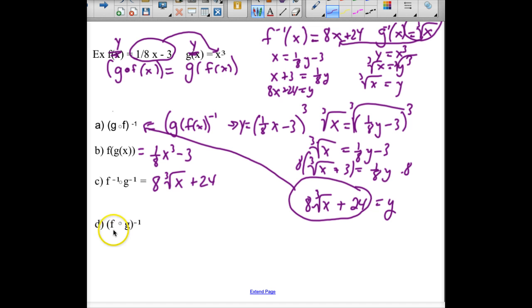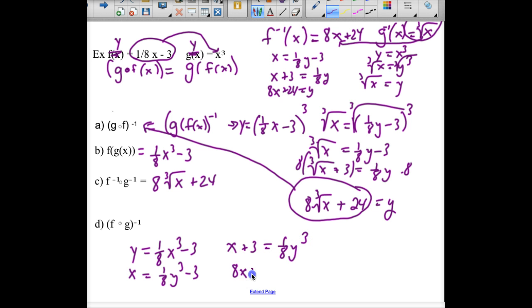And last but not least, the inverse of f of g. So we do f of g first. And have we done that? Yep, that's this. So we want the inverse of that. So switch the variables, add 3 to both sides, multiply by 8, and then take the cube root to solve it for y. So that's the cube root of 8x plus 24.